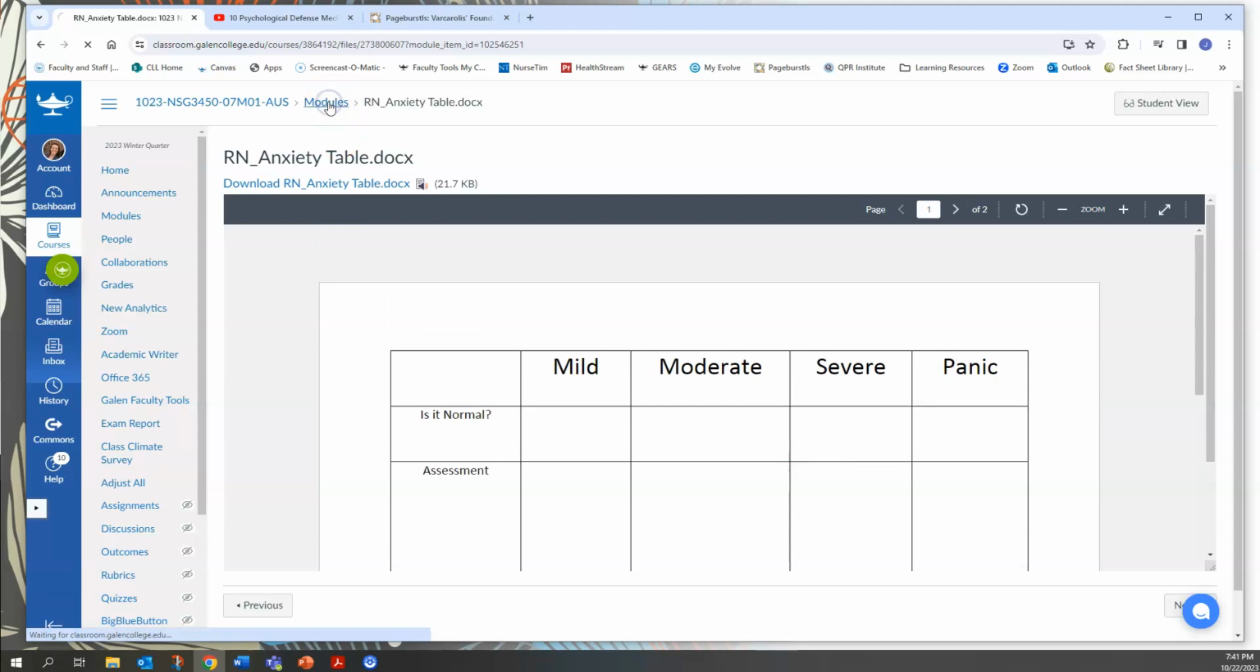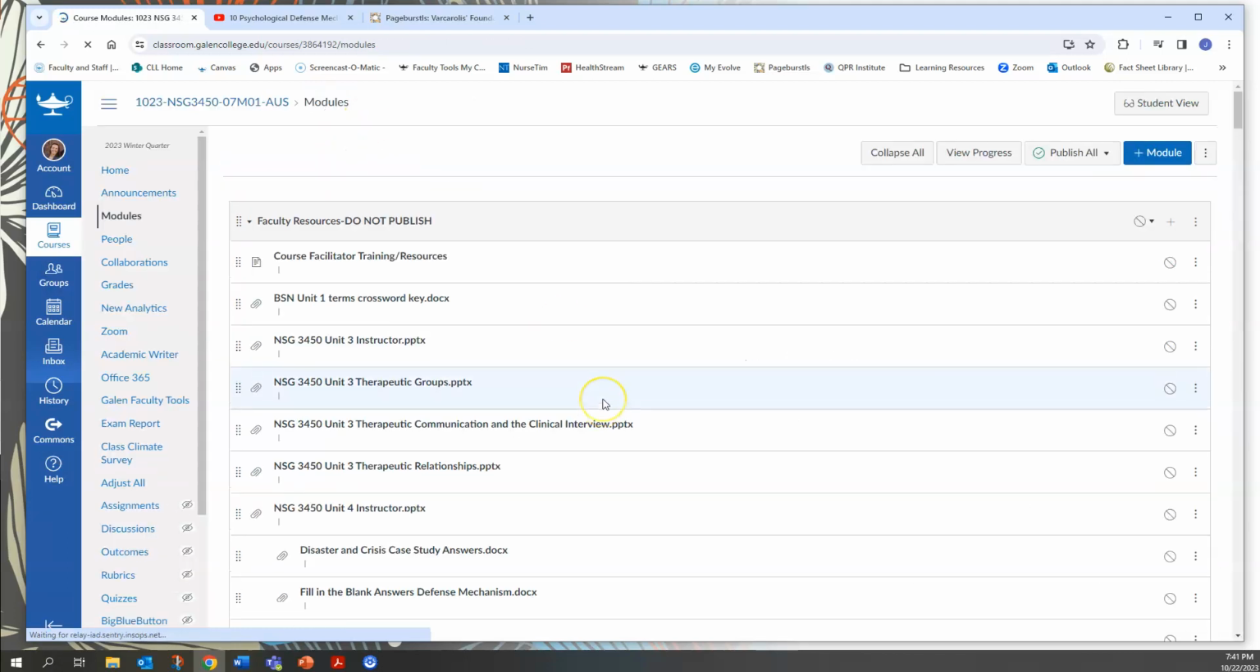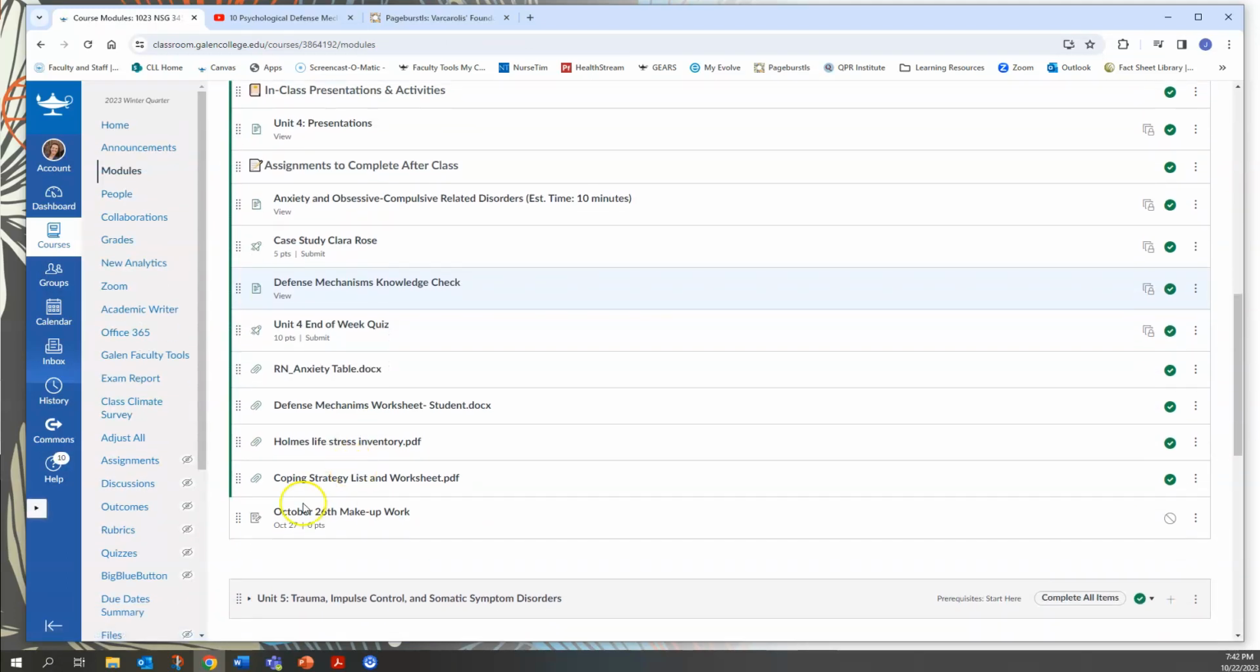So this is in the Unit 4 module. You will have to fill it out. I've added, and let's actually publish this now, a section for makeup work. So by Friday, end of class, you will have to go in and upload something to this October 26th makeup work assignment. It is pass-fail. There is not much more than that. Just upload this RN anxiety table to it.